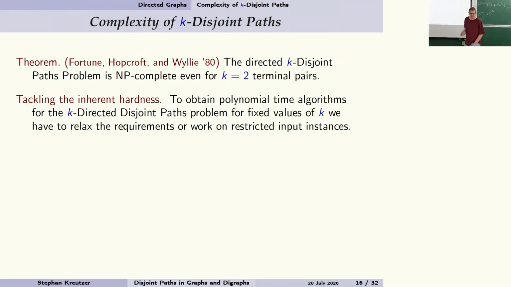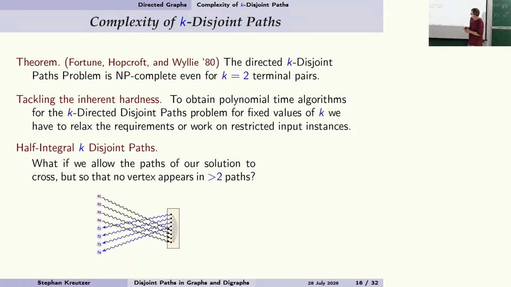Yeah, so these are some cases that work, and there are some more. But if you come back to this hardness for k terminal pairs, then there's no hope to prove such an XP algorithm for general digraphs. So we have to do something, and we have various ways of simplifying the problem a little bit. One simplification we could look at is what's known as the half-integral disjoint paths problem. And it's a little bit motivated by this problem.